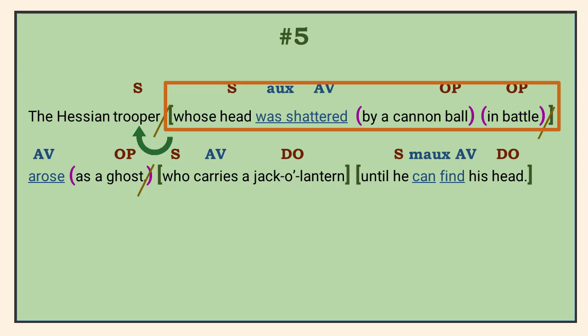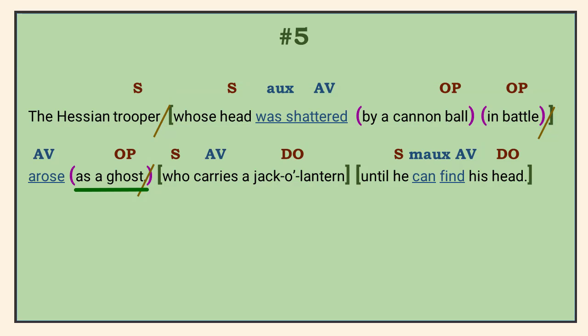Number 5. In this sentence, the first dependent clause identifies which specific trooper arises as a ghost. Not just anyone becomes the headless horseman. So we need the information in the clause. No commas. As a ghost is a prepositional phrase that tells in what manner he arose. The word as can be both a preposition and a subordinating conjunction. We know it's a preposition here because it doesn't have a subject-verb combination with it.